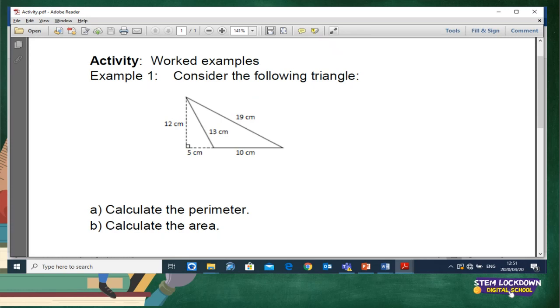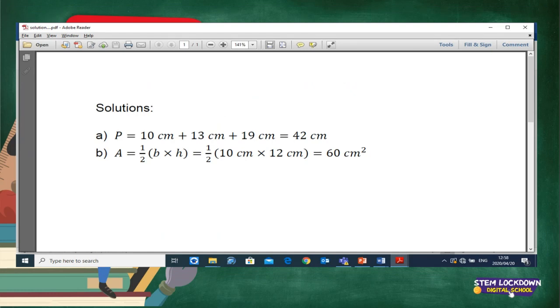Now, having defined the area and having calculated the area of this triangle together with its perimeter, we can proceed to make the following conclusion: that the perimeter is the distance around the edge of the shape, and that the area of the triangle is just half of the base multiplied by the height. Let's look at another example.